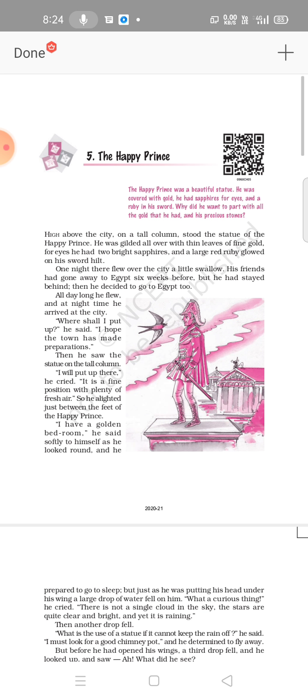First the swallow said that his friends had gone to Egypt. He was waited for in Egypt. It means his friends were waiting for the swallow, he told the happy prince. But the happy prince requested him to stay one night. The swallow agreed. He picked up the ruby and flew to the woman's house.